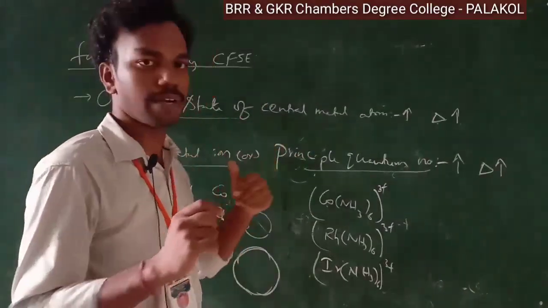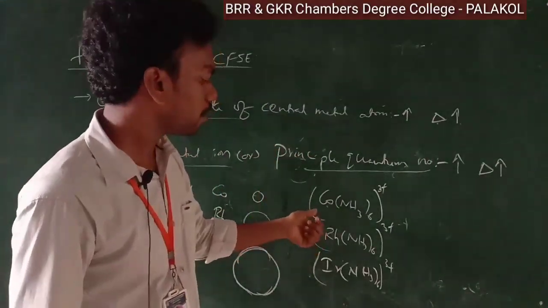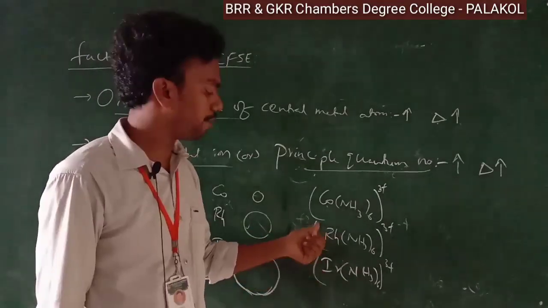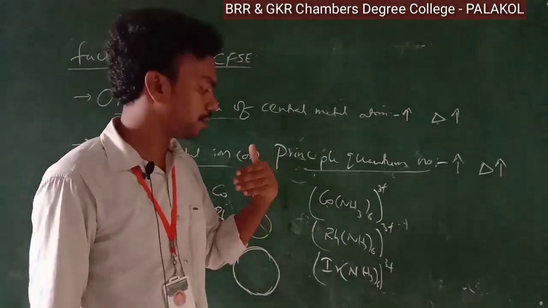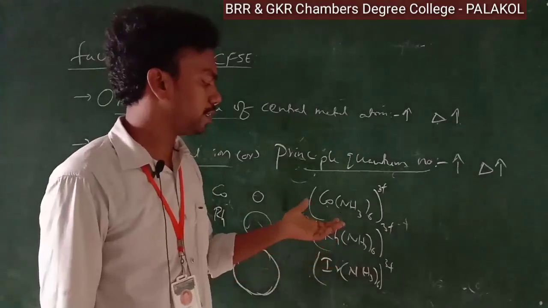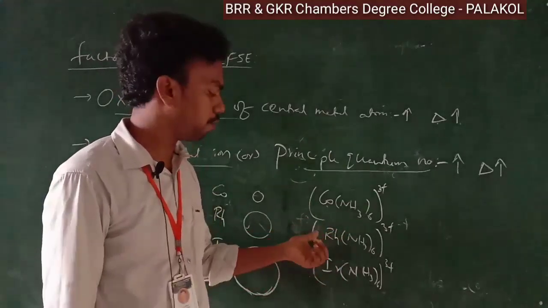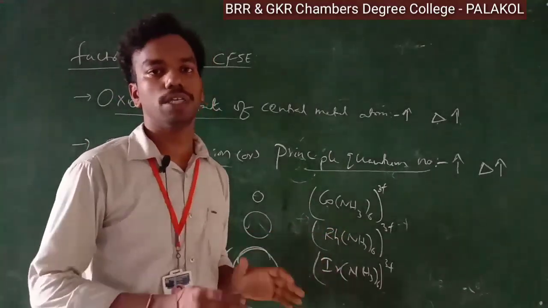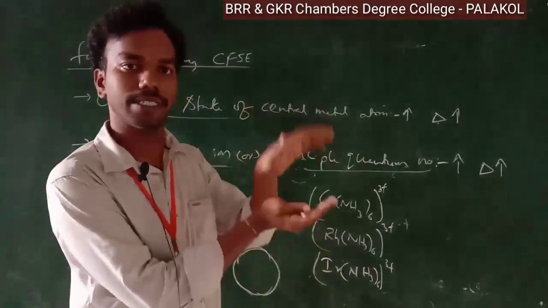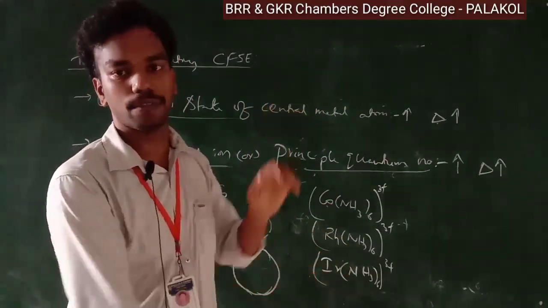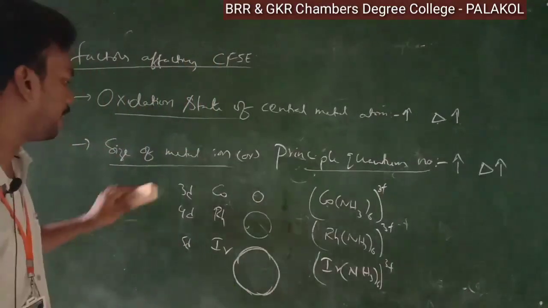That is the third factor, which I will discuss next. But 4d and 5d metal atoms, even with a weak field ligand, form strong field complexes. They always have higher CFSE and always a higher energy gap. Okay, right. So this is the second factor.